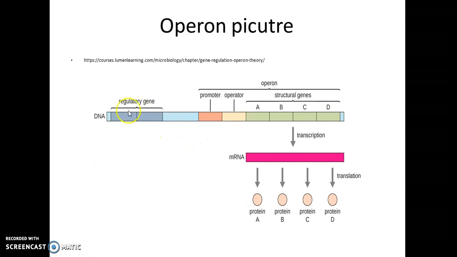So here again is the operon picture. We have the regulatory gene over here somewhere. This is a section of DNA, any distance, promoter, operator, structural genes right here. Now the structural genes, when they're read by the RNA polymerase, will produce proteins A, B, C, and D, and so on.